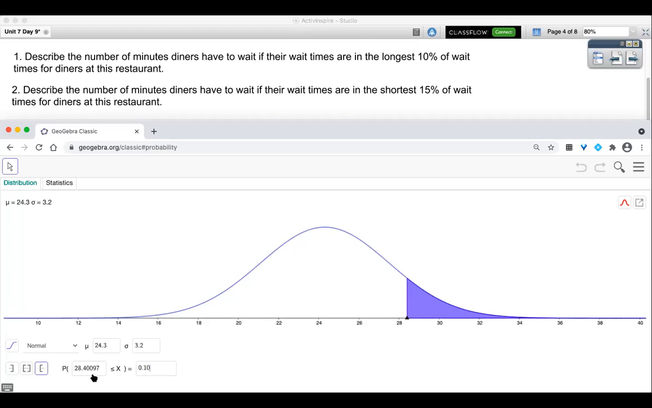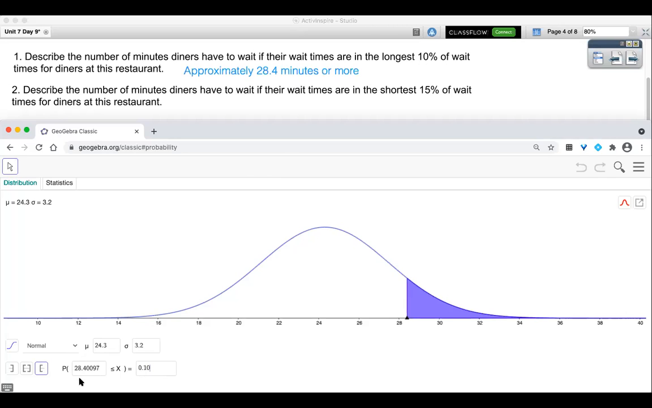So I can tell right now, well, what are the number of minutes? The number of minutes are approximately 28.4. And again, I can see that right here. So we're going to say that approximately 28.4 minutes or more is going to represent the longest 10% of wait times for diners.